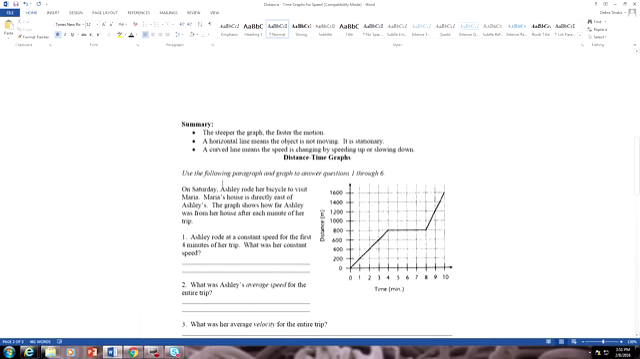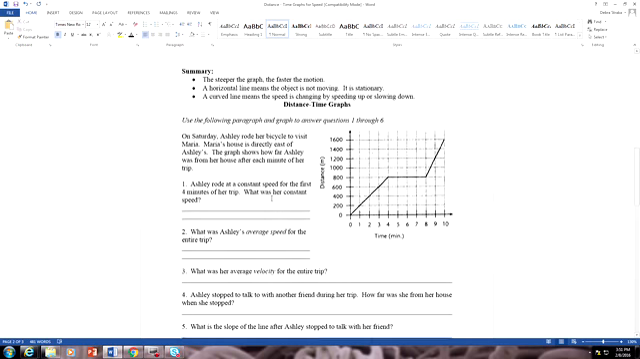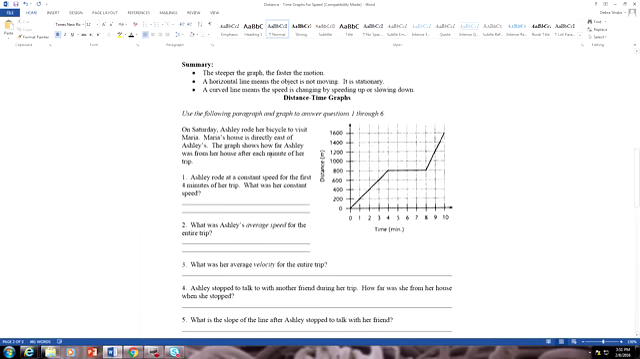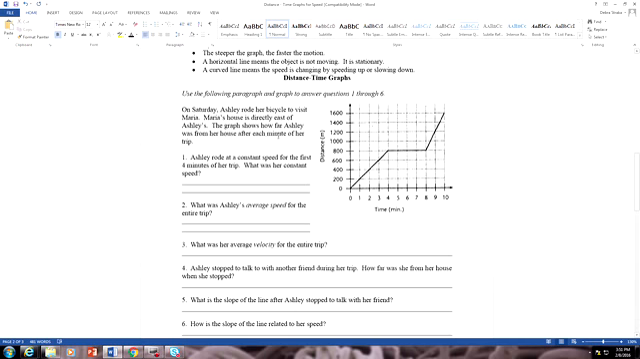Okay, distance time graph. So use the following paragraph and graph to answer questions 1 through 6. On Saturday, Ashley rode her bicycle to visit Maria. Maria's house is directly east of Ashley's. The graph shows how far Ashley was from her house after each minute of her trip. So before you start answering questions, go see what kind of information they give you.